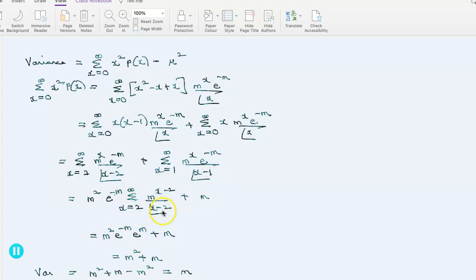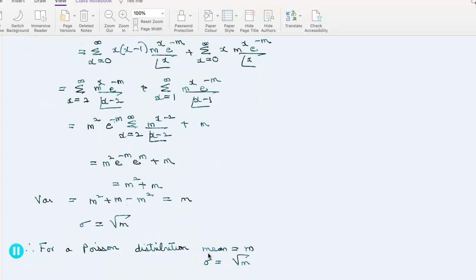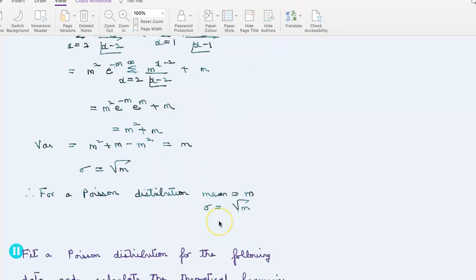Again this is e raised to m, and plus m. So you get it as m squared plus m. What happens here? e raised to minus m cancels with e raised to m. So substituting, this is summation x squared px. So variance is summation x squared px minus what? Mu squared. But mu is m, so mu squared is m squared, and this becomes m. So standard deviation is root m. So what is the mean and variance for a Poisson distribution? Mean is m and standard deviation is root m.